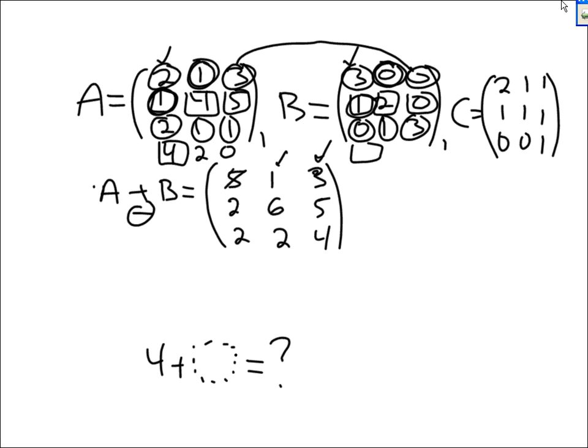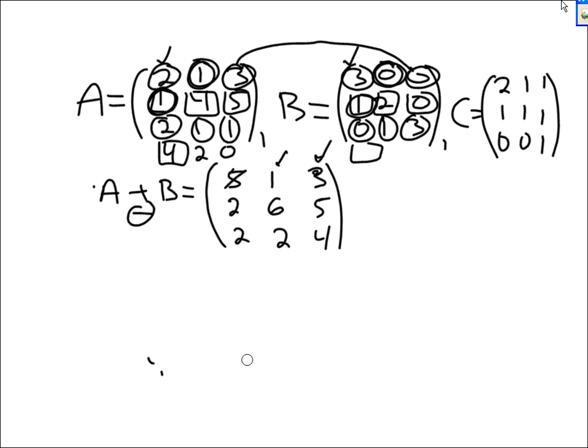Like, I don't know. If you told me what that second number is, maybe I'll be able to add them. But if you don't tell me the number, there's no prayer in my adding them. So you're not able to add or subtract two matrices if they have different sizes. Before you can add two matrices, they have to have the same size. They have to be of the same exact size.